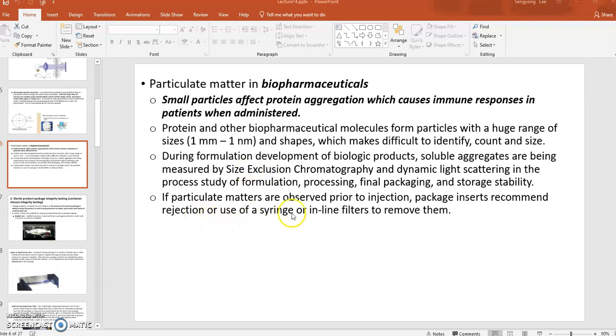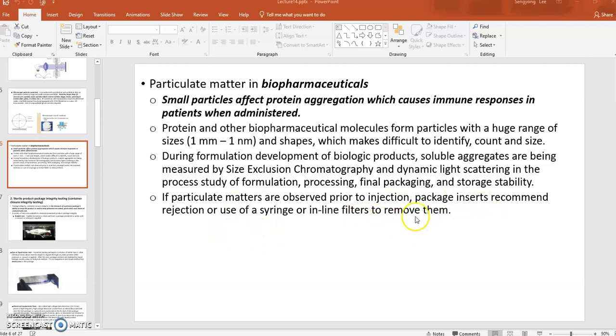And if particulate matter is observed prior to injection, package inserts recommend the use of syringe or inline filters to remove them. What it means is, if you cannot get rid of them, you have to recommend that they should be removed before they are used. And how do you remove them?